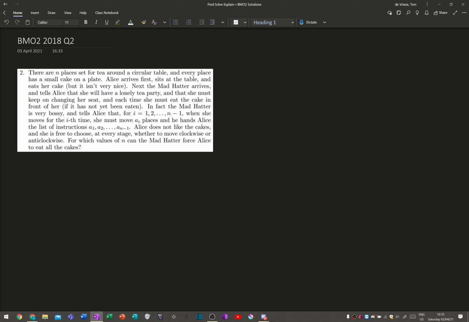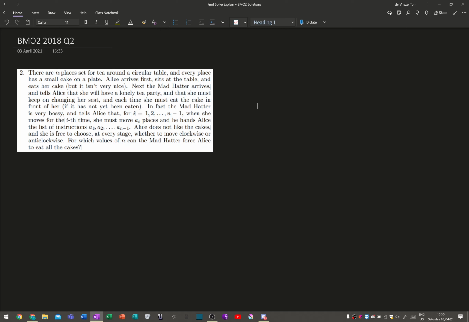Next, the Mad Hatter arrives and tells Alice that she will have a lonely tea party and that she must keep on changing her seat, and each time she must eat the cake in front of her if it has not yet been eaten. In fact, the Mad Hatter is very bossy and tells Alice that for i equals 1 to n minus 1, when she moves for the ith time, she must move a_i places, and he hands Alice this list of instructions a_1, a_2, ..., a_(n-1).